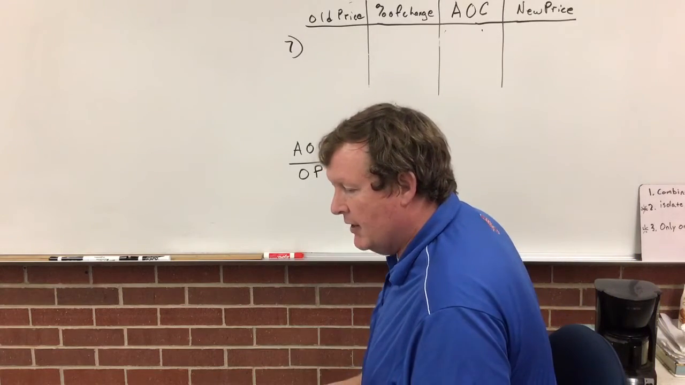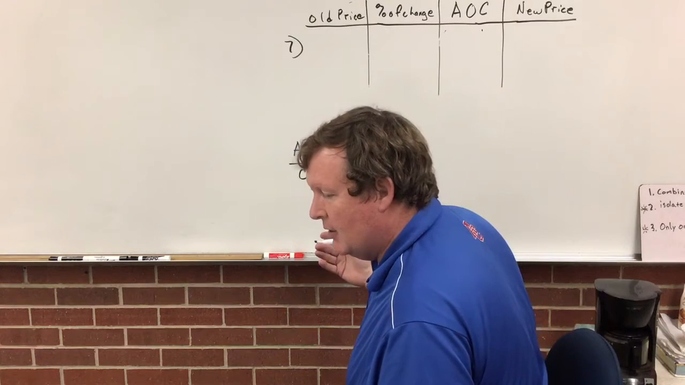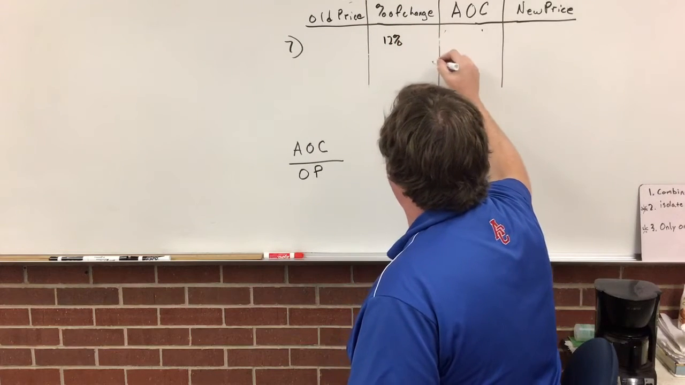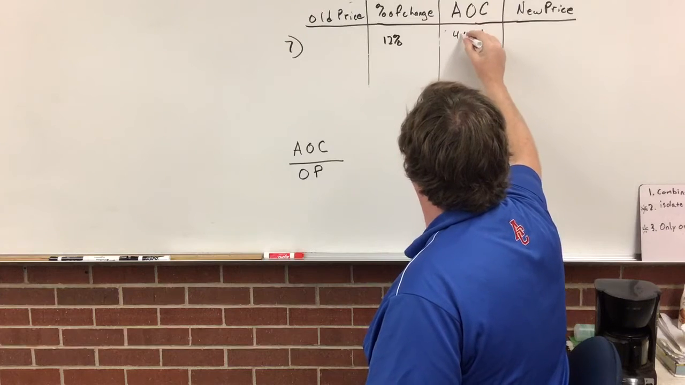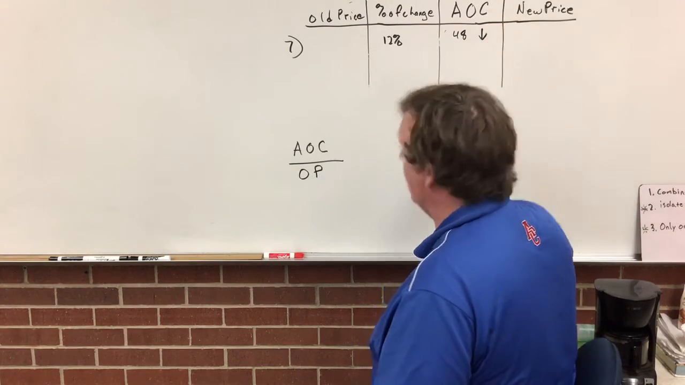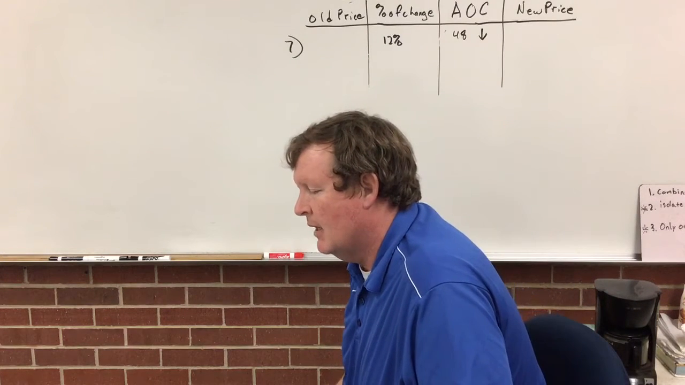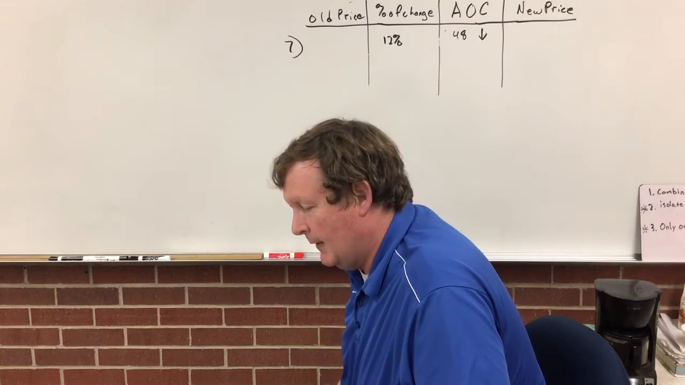On this one, they don't give us the old price. They give us the 2 in the middle. They give us the percent of change, and they give the amount of change, 48, and then they tell us that it's gone down. It's down 48%. So, this one can be a bit tricky.